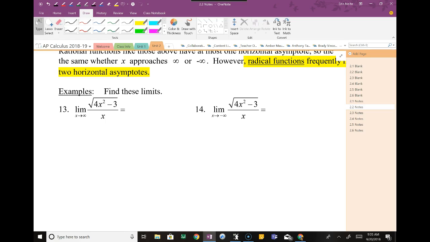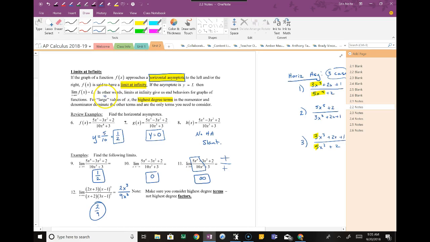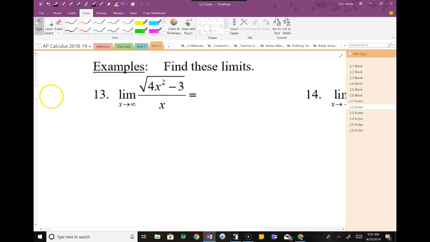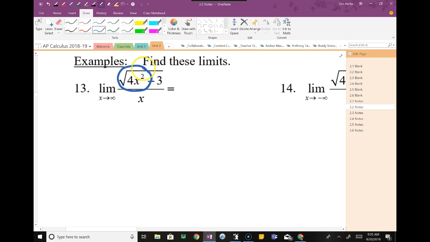So it would be like a John Travolta that's bound by 2 horizontal asymptotes. The nice thing is that they're super easy to find because you just simplify in your head. Remember, I'm only worried about that first term. If I have a square root of 4x squared and I simplify that, what would that turn into? It would turn into a 2x.